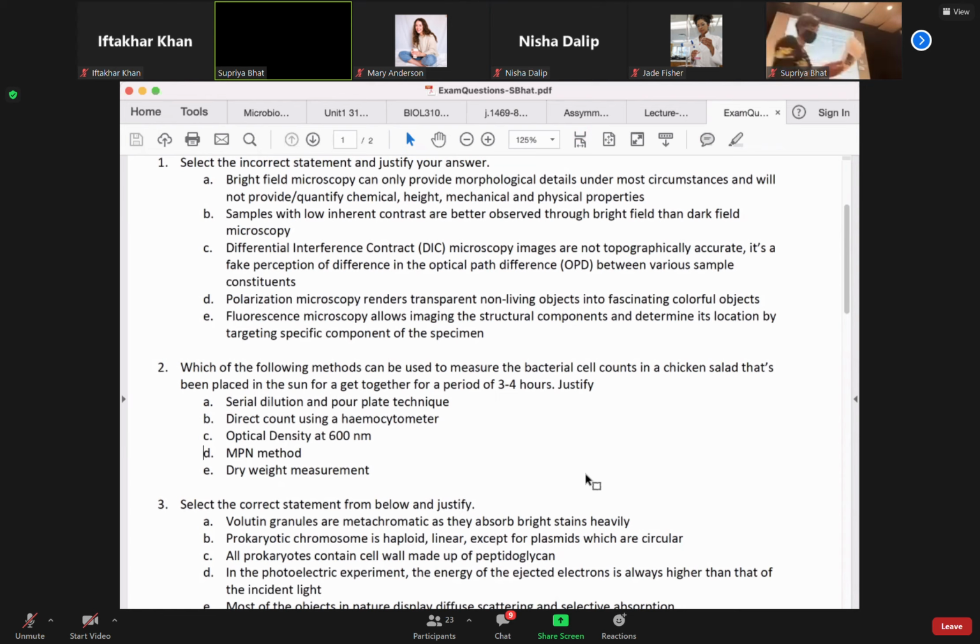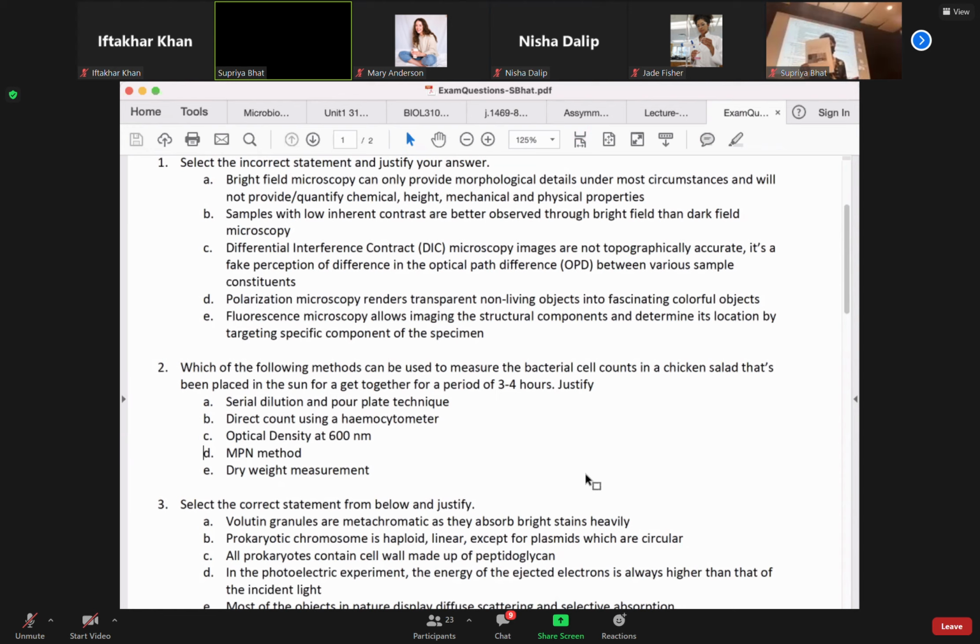And number 3, select the correct statement. Most of you got the correct answer for this one, and the answer is E, because all the other ones are incorrect. Volutin granules are metachromatic because they absorb basic stains heavily. That's not true. That's not why they're called metachromatic; it's because they change the color of the stain. The second option, prokaryotic chromosome is haploid, linear, except for plasmid. It's kind of tricky because only one item of that is wrong, and that's where it says chromosomes are linear. Bacterial chromosomes are not linear, they're circular.